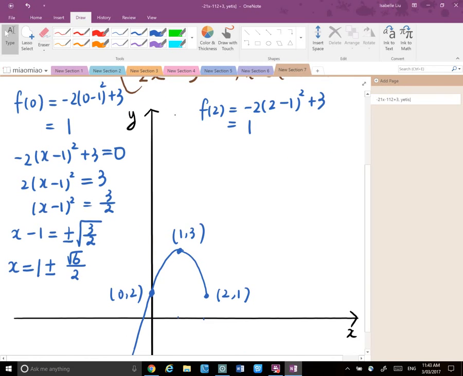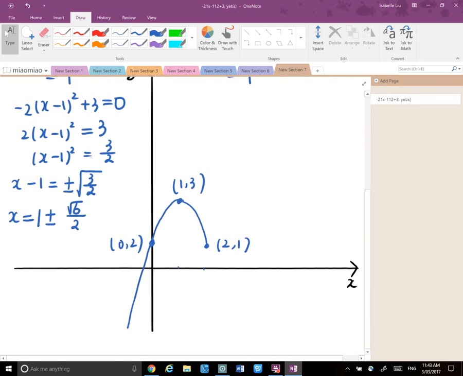I have 2 x-intercepts, but on this graph I cannot have both because we lose the right-hand side one, so I only have the left-hand side. If you extend your graph, the second half is here. So I don't have that, I only have this point. So this point is (1 minus root 6 over 2, 0).